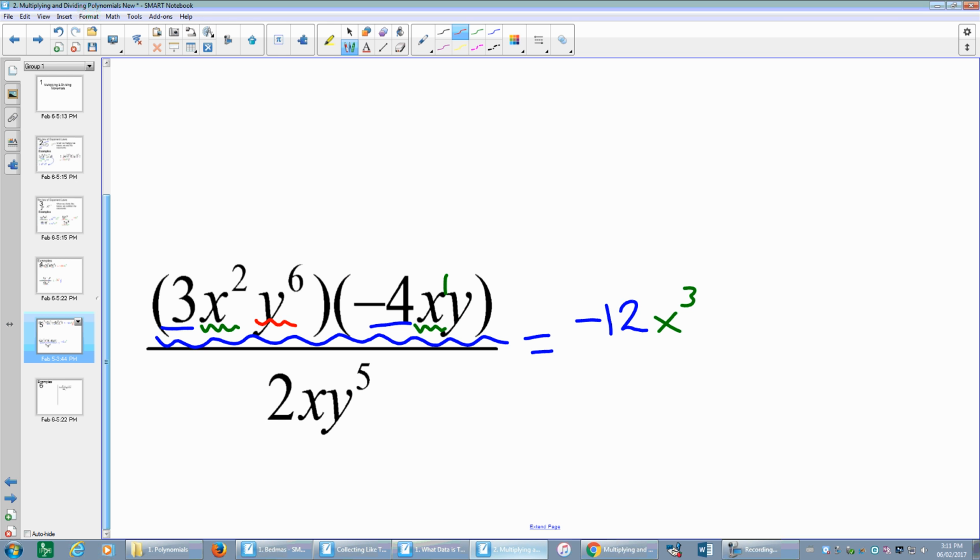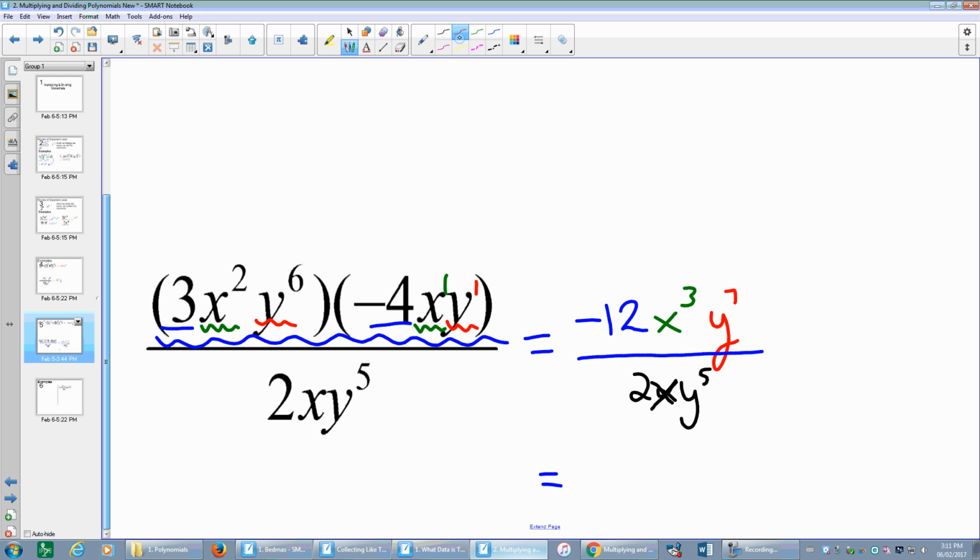I look for another base, y. There's an exponent 1 there, so I know I'm going to have a y. 6 plus 1 gives me 7. And I'm going to keep my denominator the same. I haven't touched that. I'm just simplifying my numerator. 2x, y to the exponent 5. Now my second step, I will be simplifying this piece here.